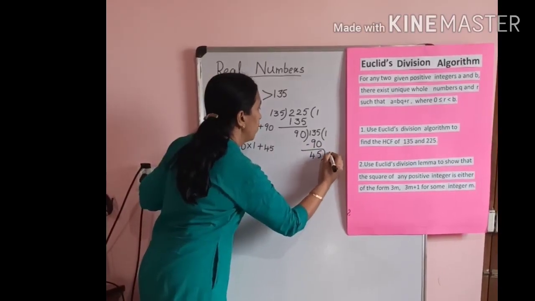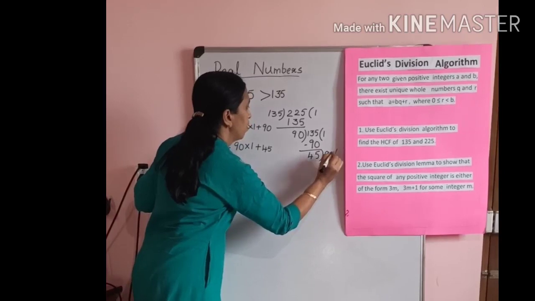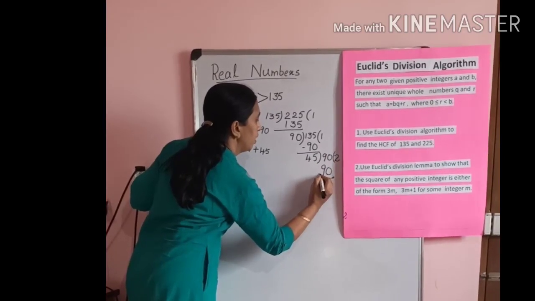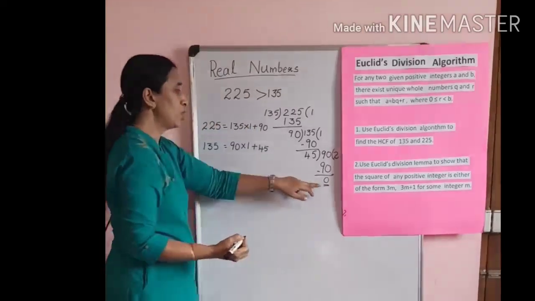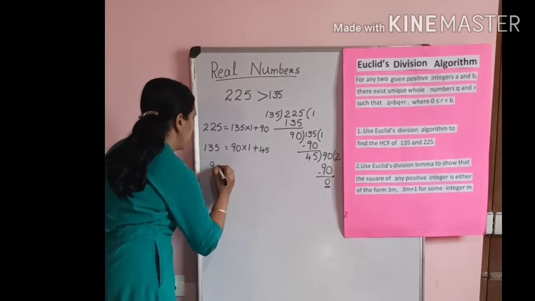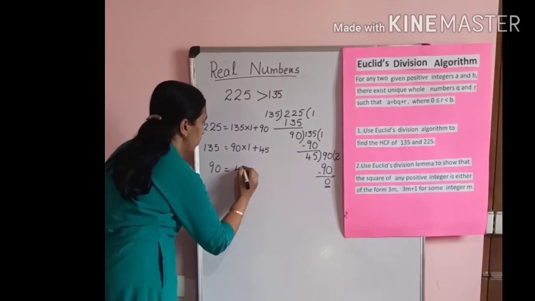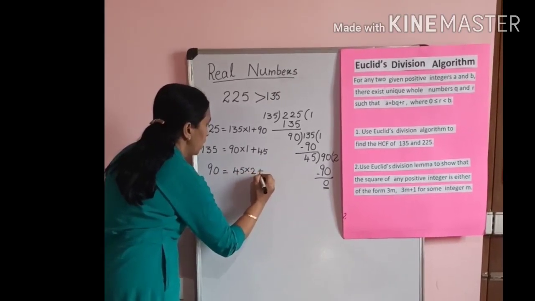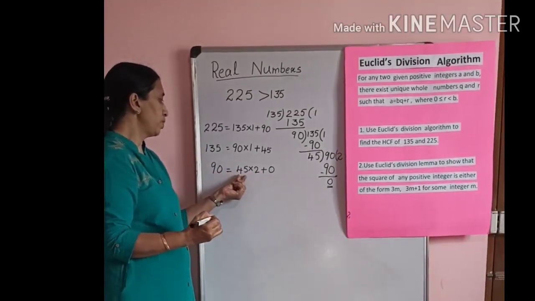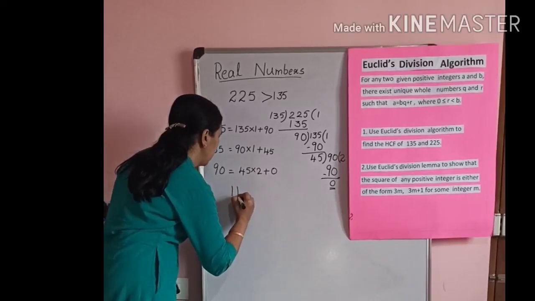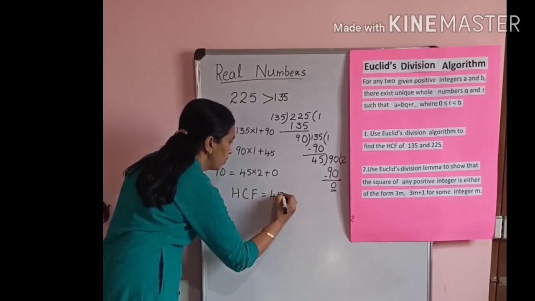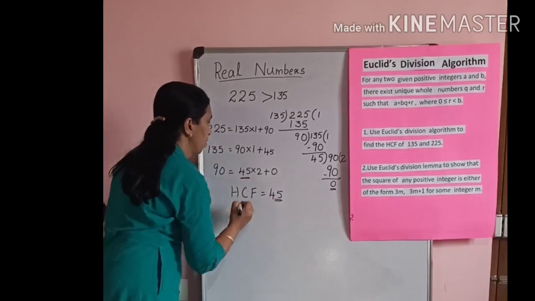If you divide 90 by 45, 45 twos are 90, we will get 0 as the remainder. So the algorithm is 90 is equal to 45 into 2 plus 0. Here we got remainder as 0, and the divisor of this step is called the HCF of these two numbers. So HCF is equal to 45.